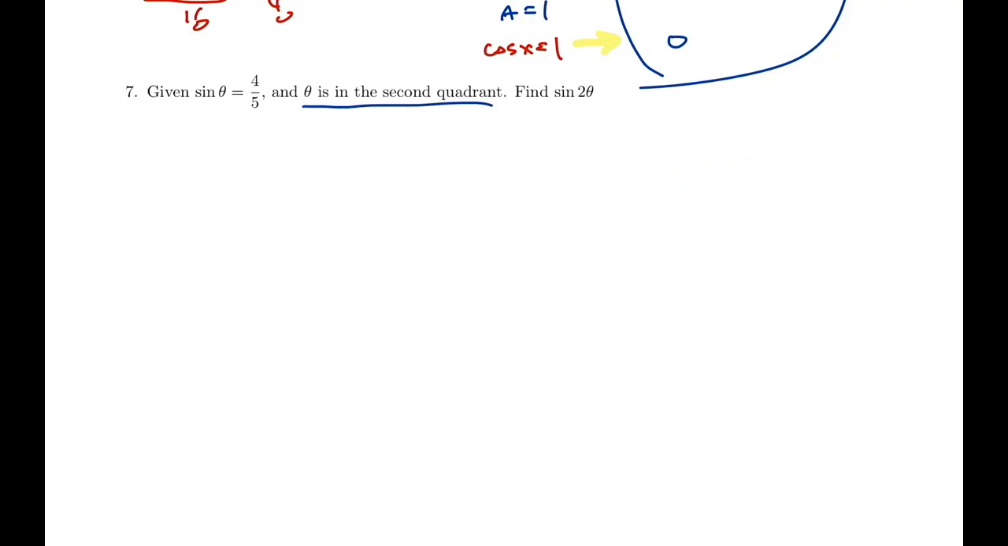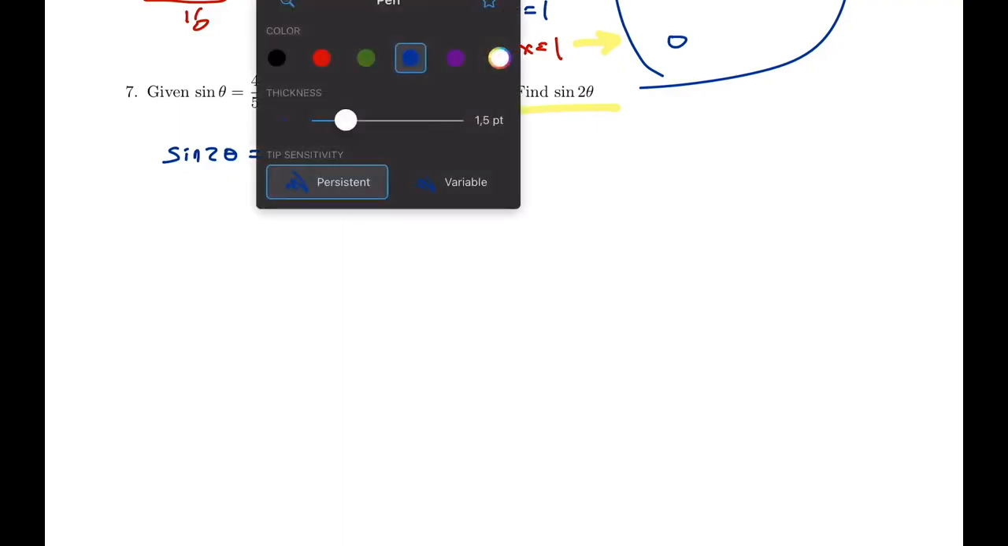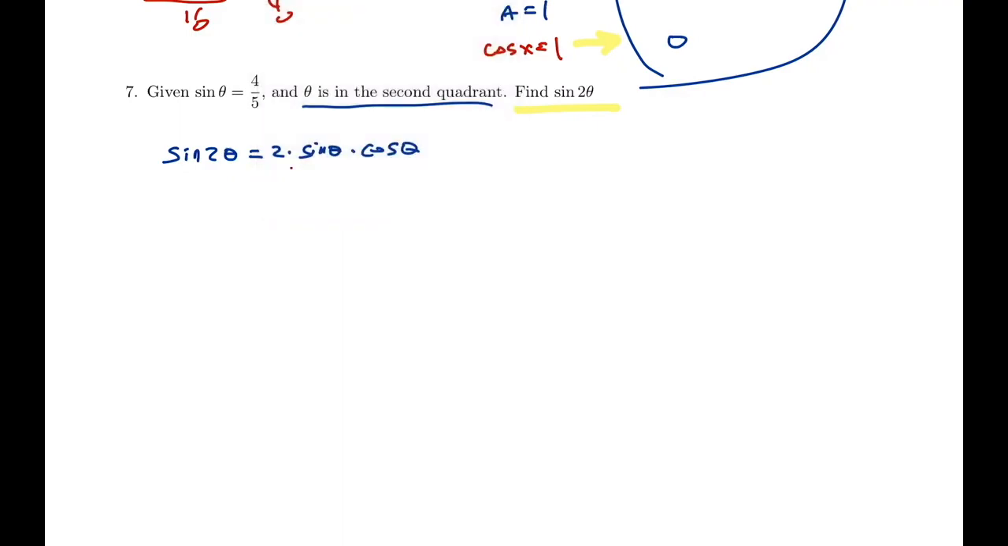So you have to identify first that we know that sine 2 theta equals 2 times sine theta times cosine theta. So that means in order to evaluate this, I need to find what sine theta is, which is given in the problem. But now I need to find what cosine theta is. So now we need to draw a triangle. Okay. Theta is in the second quadrant.